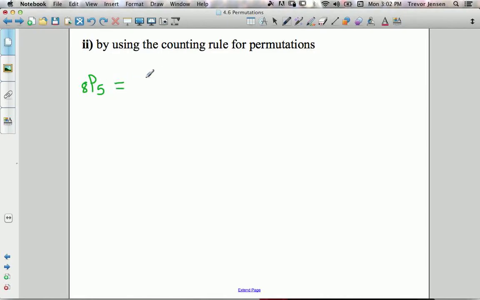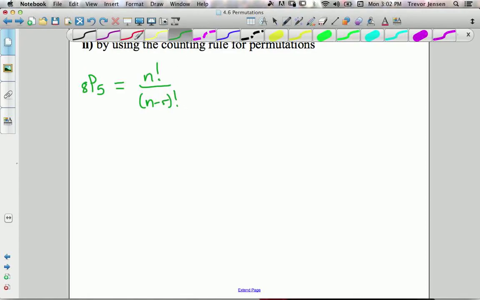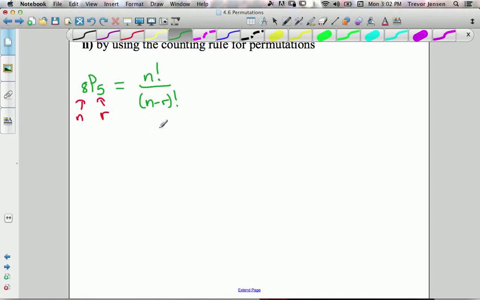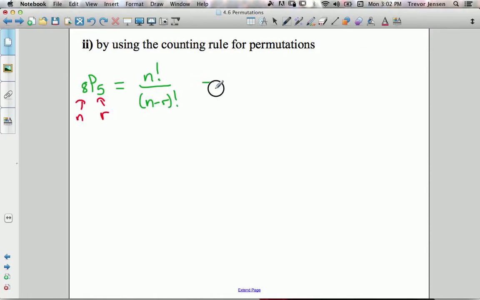We're going to use the formula. The formula is n factorial over n minus r factorial. And don't forget from our formula, the first number here is the n, and the second number after the P is the r. So let's plug it into our formula and see what we get. n factorial, that's 8 factorial, over n minus r factorial, so over 8 minus 5 factorial. So we have 8 factorial over 3 factorial.